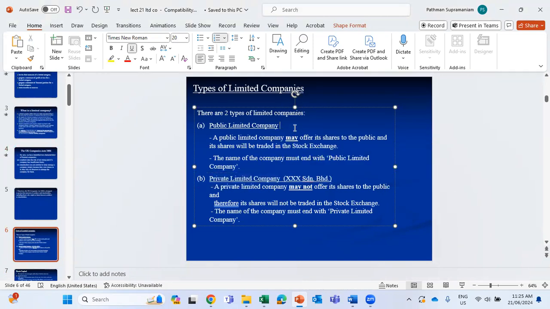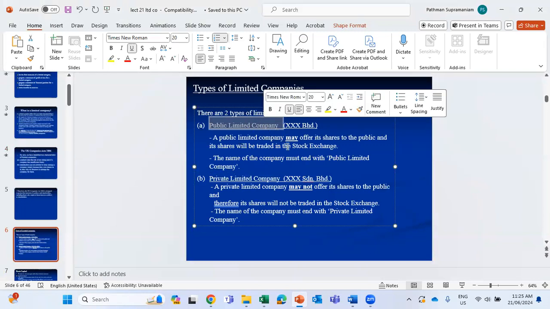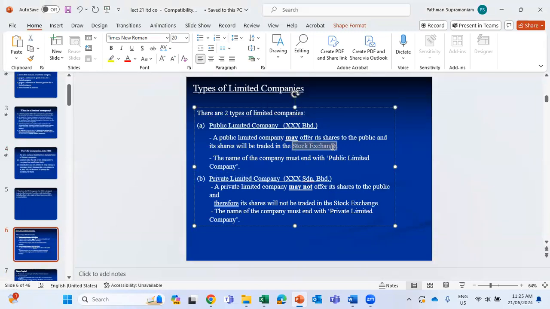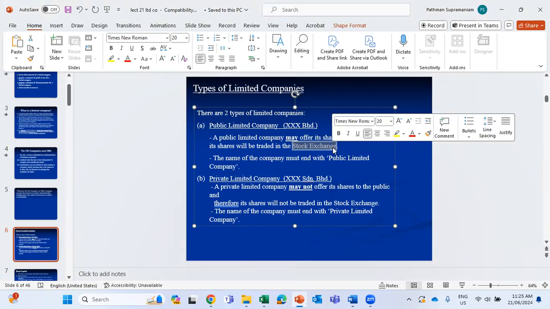But if the company name is XXX followed by the word Berhad, without the word SDN, this is a public limited company. These kinds of companies are the companies which are listed in the stock exchange. Okay, stock exchange. So what happens in the stock exchange?